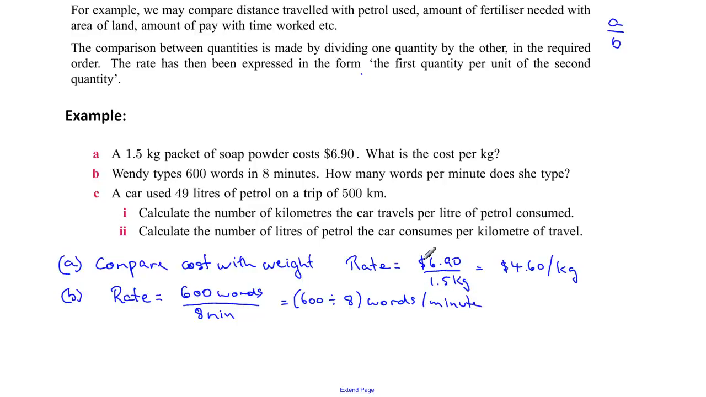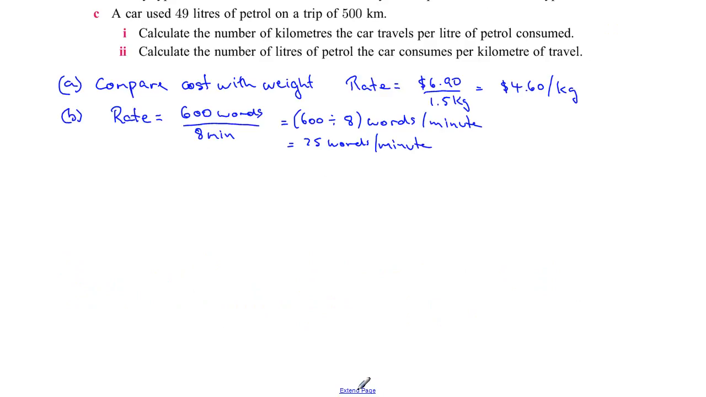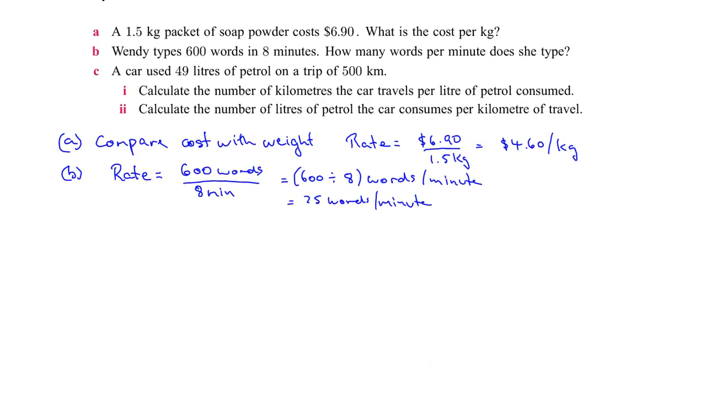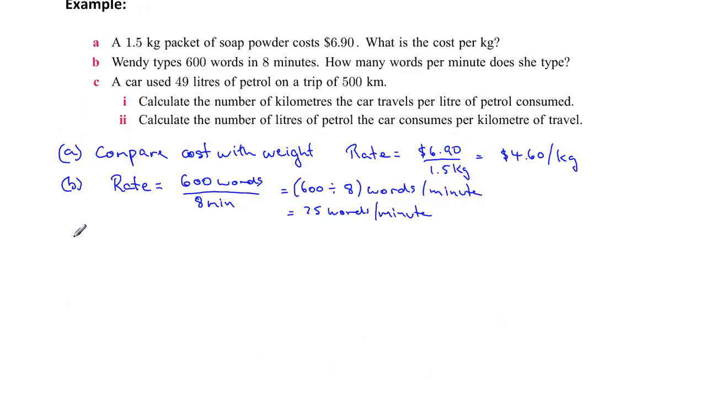So we're getting very close to our answer, and the final step is to write that out. So it's 75 words per minute. Notice we've got our unit again, 1 minute. So that's the number of words per minute. I'll just take this up a little bit so we've got some more room. We'll move that down. All right, let's have a look at C.